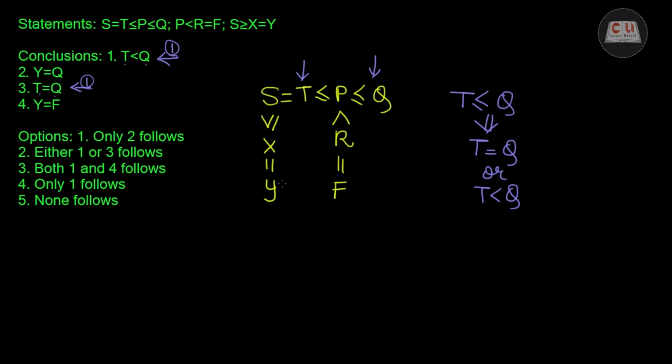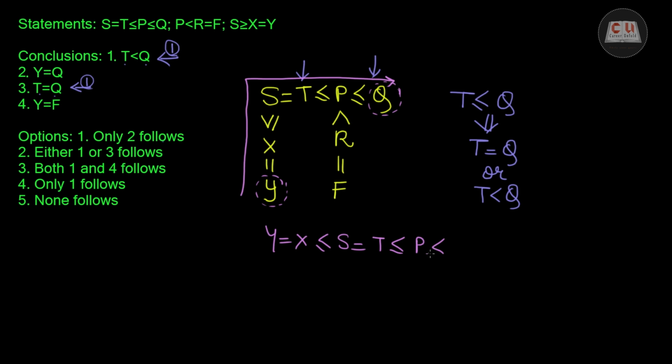Y and Q. So here's Y and Q is all the way up here. So we need to go in this direction, right? So if we form a single statement out of this, it will be Y is equal to X less than equal to S equal to T less than equal to P less than equal to Q. Now this is an approach that we do not recommend. This is just to explain it to you how this came about. But in the exam, you should not write this step as it's going to waste time.